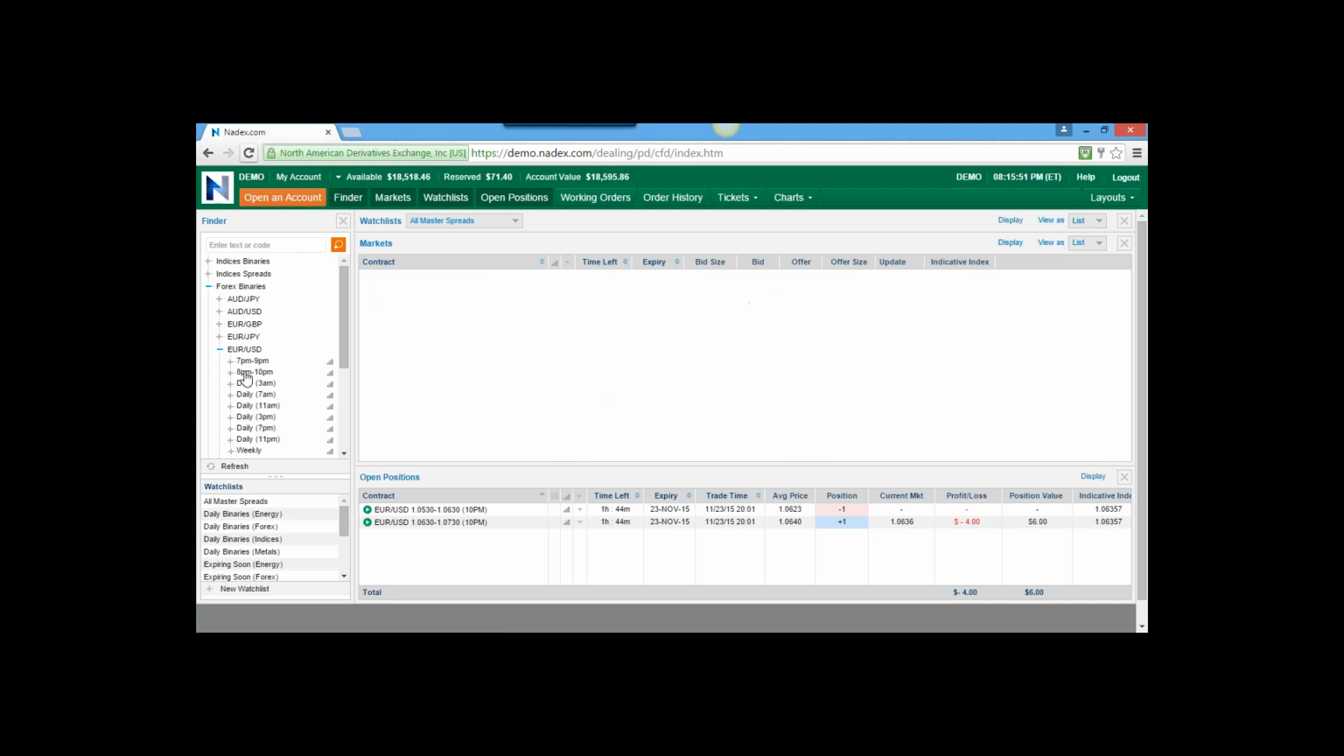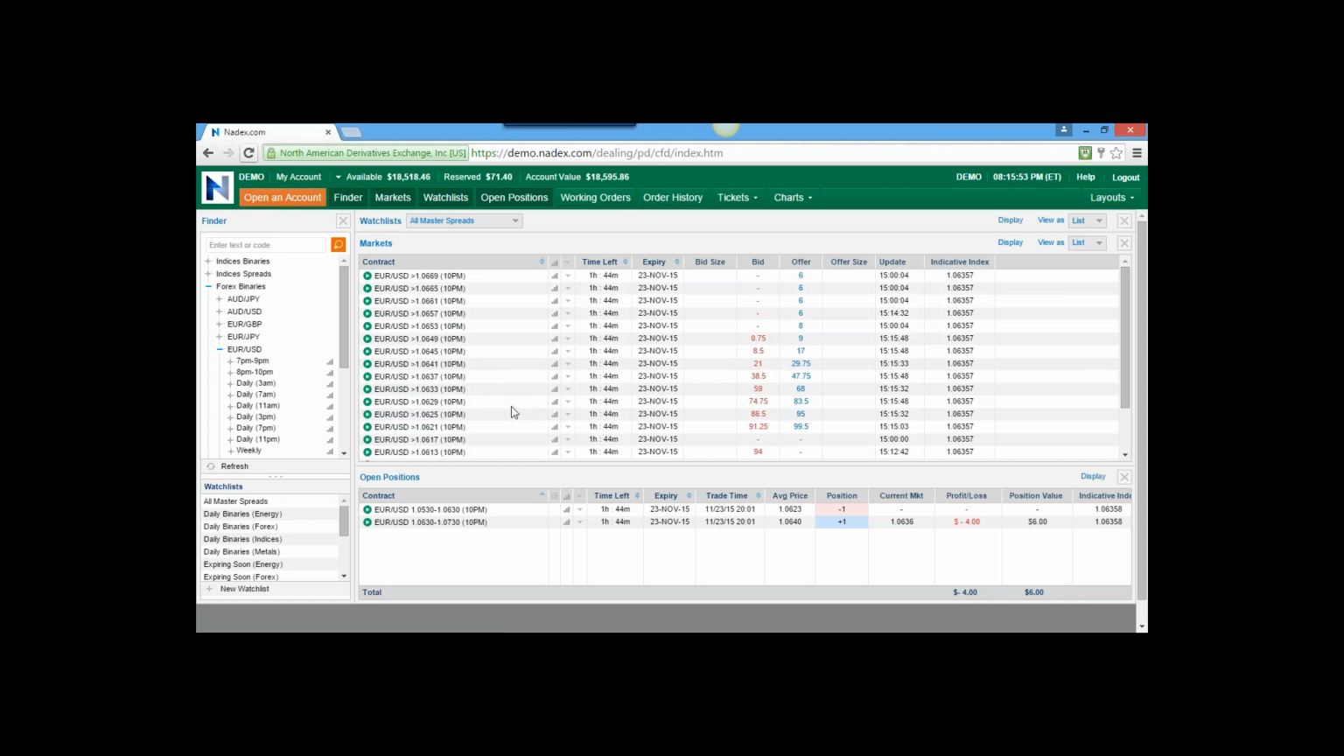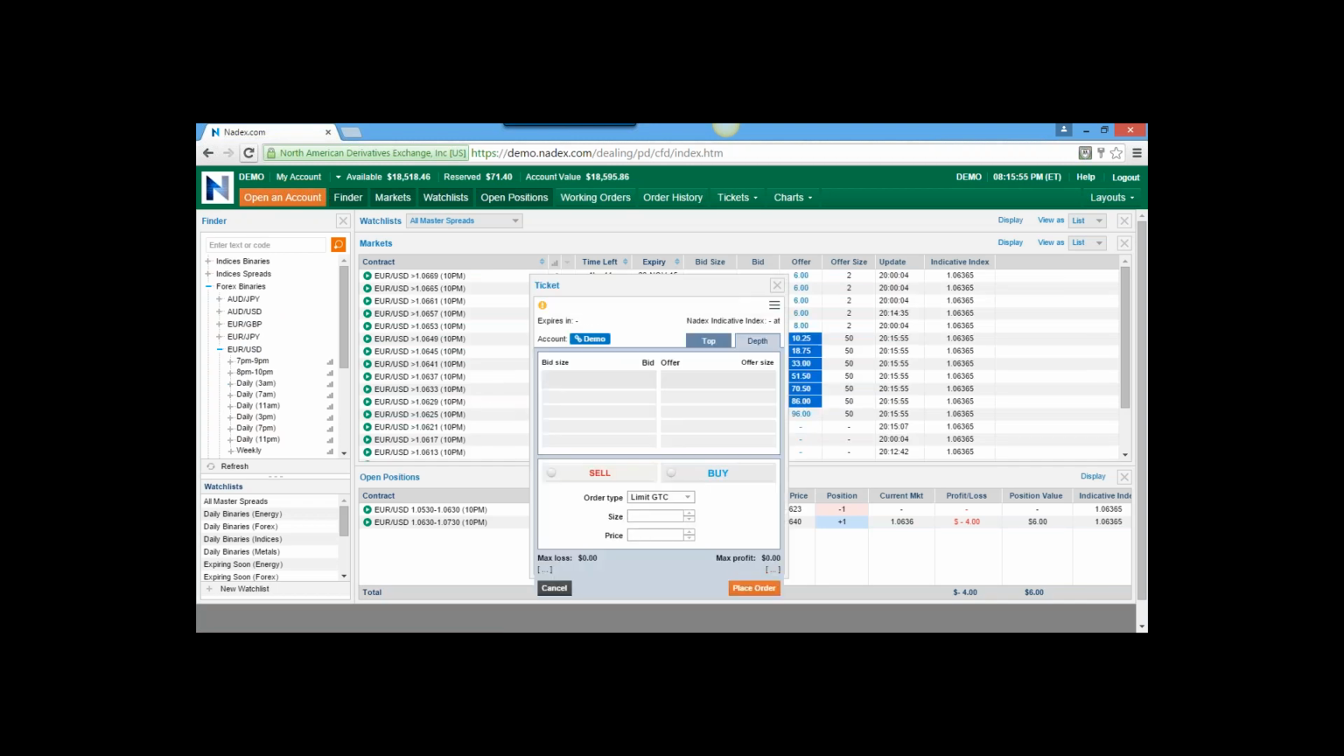So let's just take another look here. This right here. Binary statement, euro dollar to be greater than 1.0629. Well, where's the euro dollar right now? 0635. So right now, is the euro dollar greater than 0629? Yes, it's already greater.